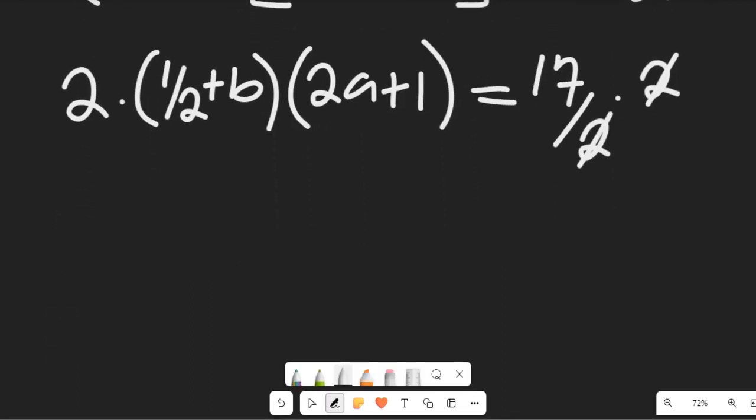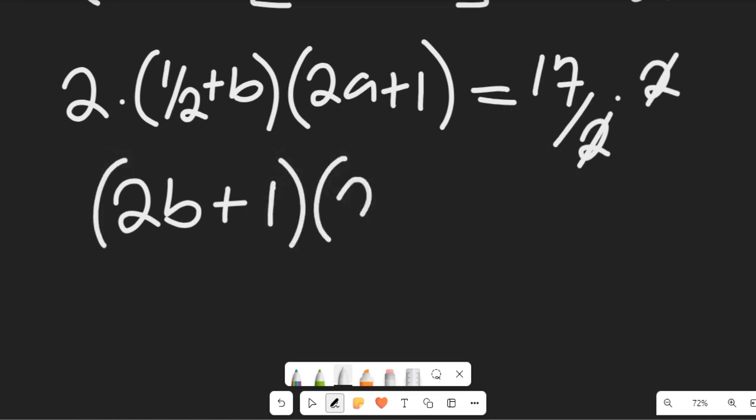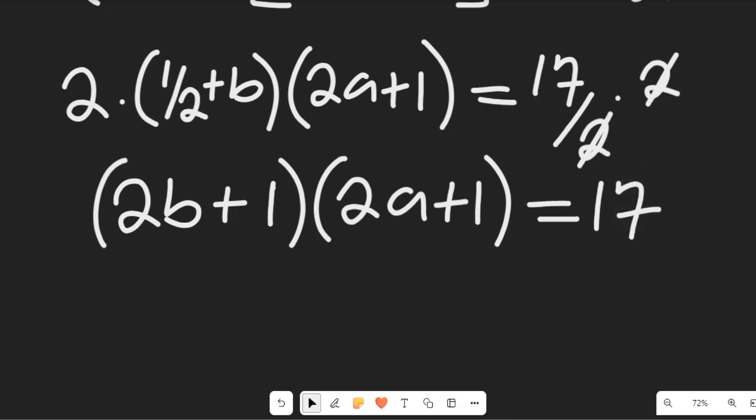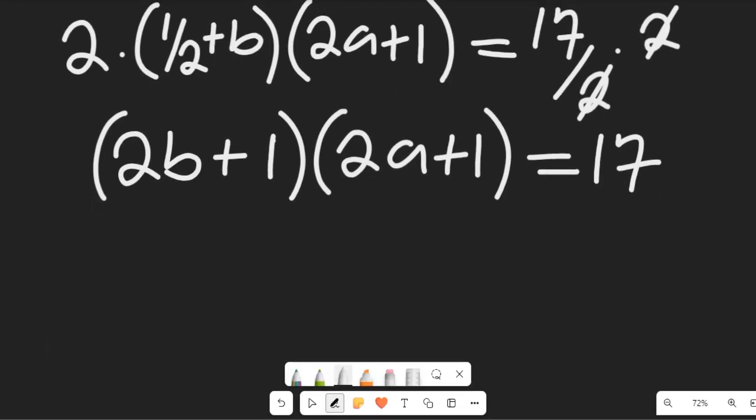So this expression is now going to give us 2b plus, this is going to give us 1, right? And this is going to give us 2a plus 1, and this will be equal to 17. So when we multiply this by this, it is going to give us 1, which is this, and multiply this is going to give us 2b. So if we do that, we are going to have that expression to give us this.